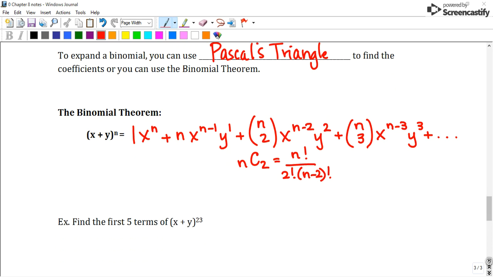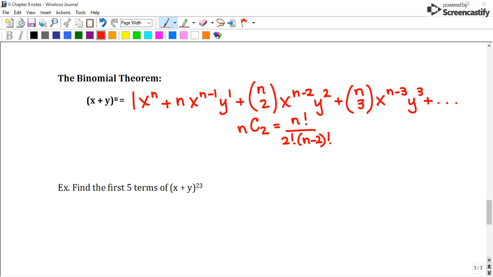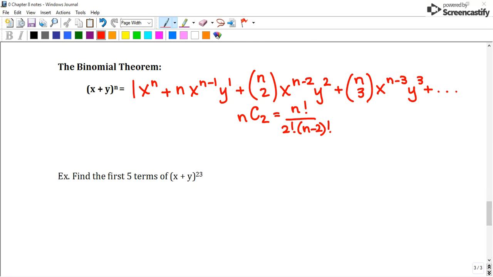All right, so let's go ahead and apply it. I would like to go ahead and find the first 5 terms of x plus y to the 23rd. Now, if you don't remember the binomial theorem, you could always write out 23 rows of Pascal's triangle. Hopefully, you'll remember this pattern instead. Okay, so let's think first term. We know coefficient starts with 1. It's going to be the first term to the biggest power, 23. First term's taken care of.